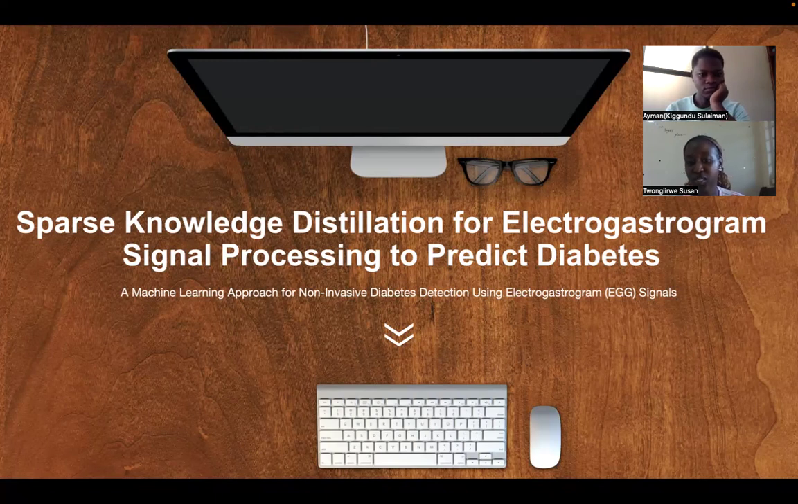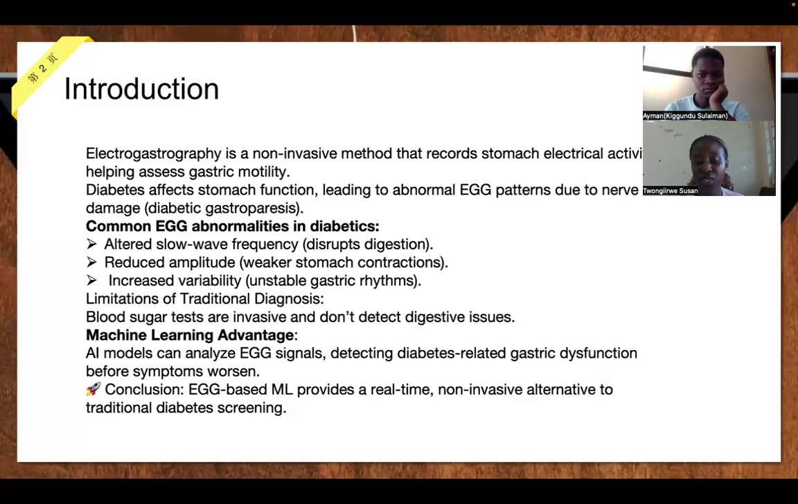Electrogastrogram signal processing to predict diabetes. It's an approach in machine learning. Electrogastrography itself is a non-invasive method that records the stomach's electrical activity, helping assess gastric motility. As we all know, diabetes affects stomach function, leading to abnormal EGG patterns. I'm going to be using EGG, which stands for electrogastrography.